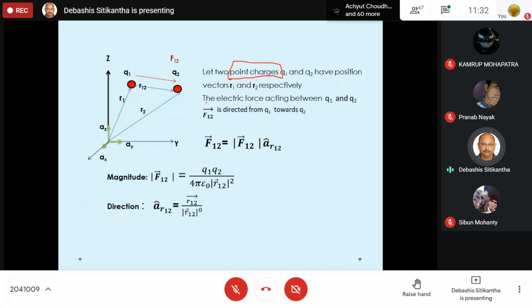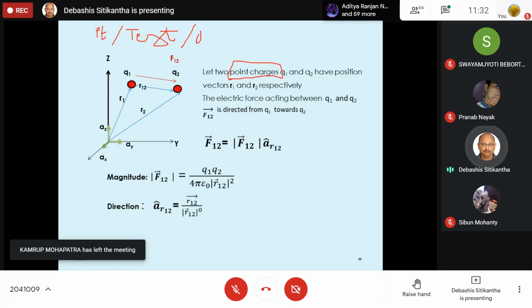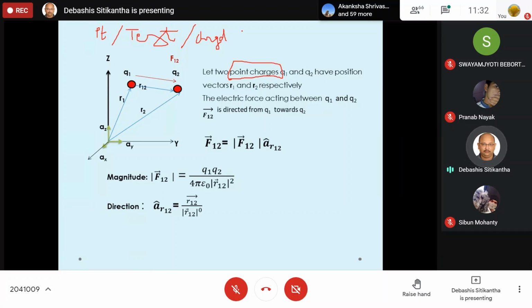In this subject, you will come across different terms like point charge, test charge, and charged body. All these important things are different from each other. Point charge is different from a test charge, and a test charge is different from a charged body. So please note these particular words: point charge, test charge and charged body. All of these three are completely different from each other.